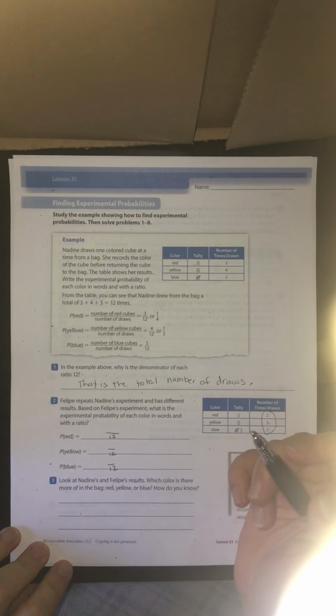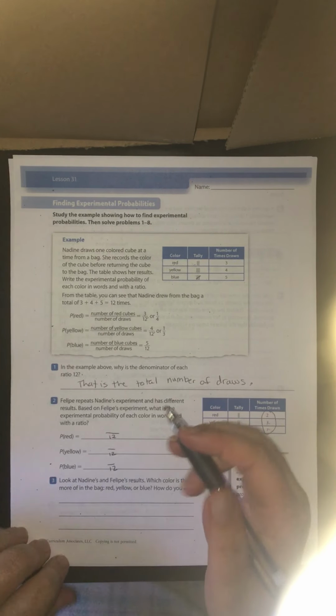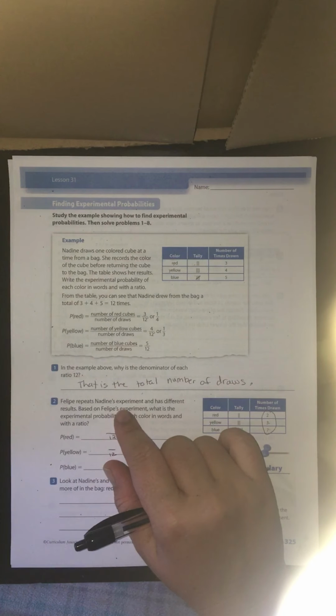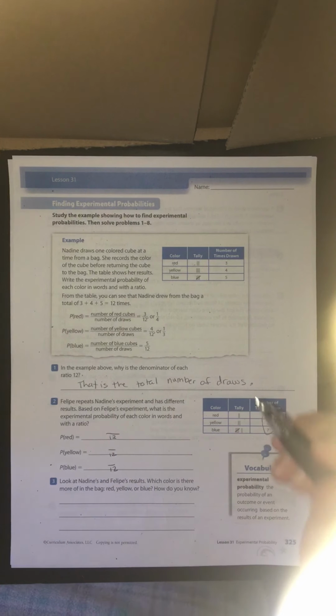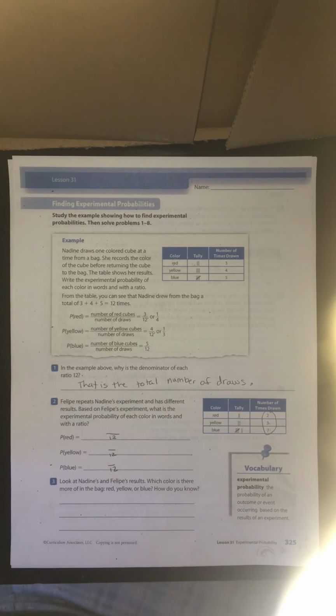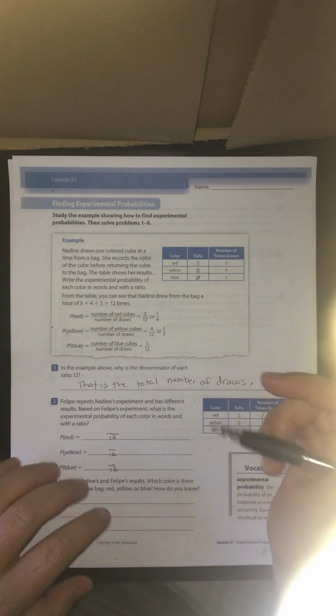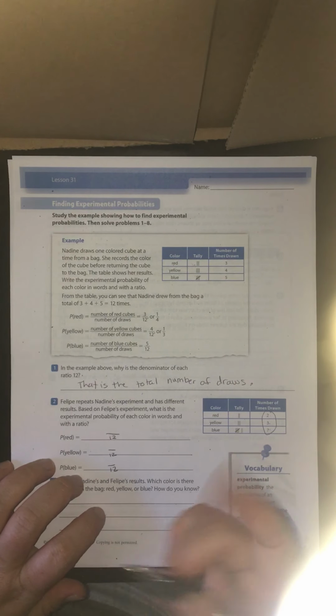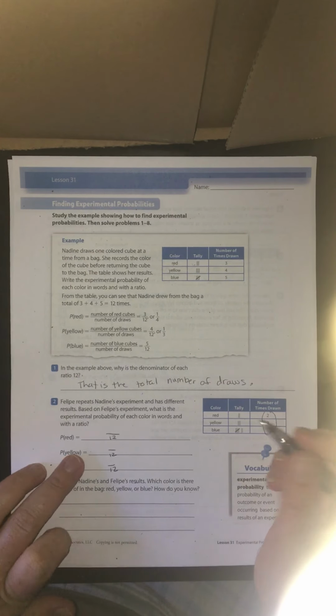He repeats her experiment with different results. What is the experimental probability? Experimental probability means you actually do the experiment. There's also something that is not experimental probability. That is just the theoretical probability, which is like if you were to do it, but you're not actually doing the experiment. So I love that they're saying experimental probability already. You need to remember the difference between that and theoretical.